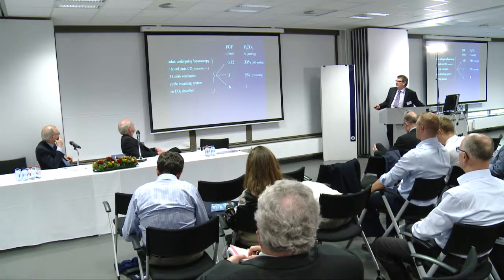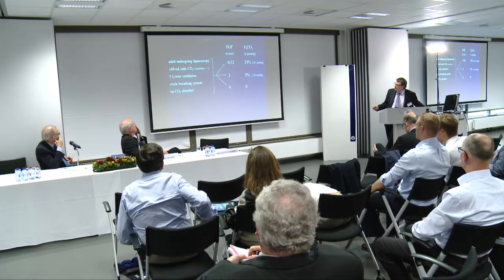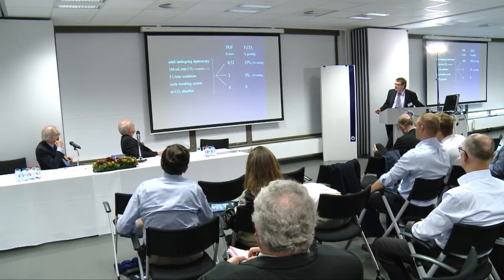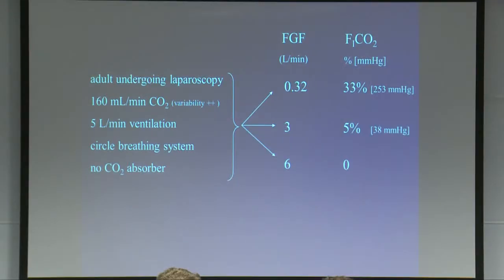If we do not place a CO2 absorber in an adult undergoing a laparoscopy who is exhaling 160 milliliters CO2 per minute in a circle breathing system, nothing will happen as long as the fresh gas flow is higher than the 5-liter minute ventilation. If we decrease the fresh gas flow to 0.3 liters per minute, the FiCO2 under these conditions will become 33% or 253 millimeters of mercury, which I think is lethal.